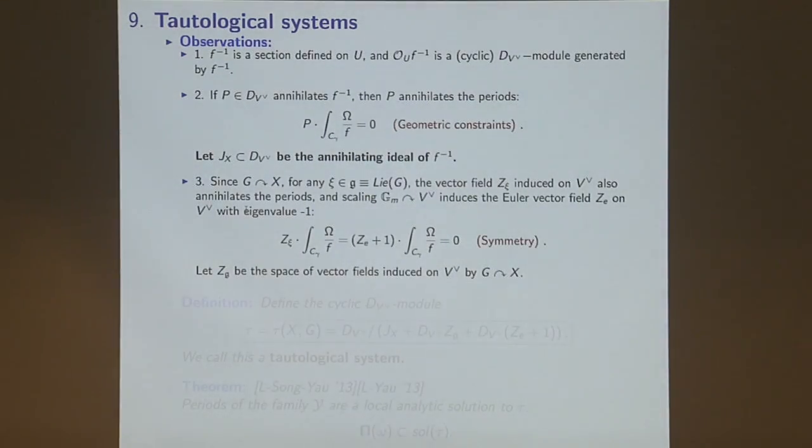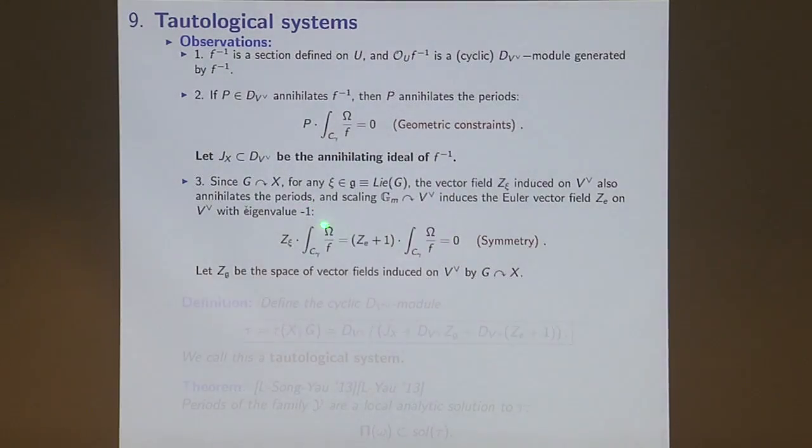Next, X started off as a G-variety, so the algebraic group G acts on it. And so for every element of the Lie algebra of G, you get a vector field induced on the vector space V check. So V check is now a linear representation of the Lie algebra of G. Now, this vector field automatically annihilates the period, simply for symmetry reasons. After all, the integral here is nothing but a Poincare pairing. So any symmetry of the ambient space will automatically annihilate this Poincare pairing.